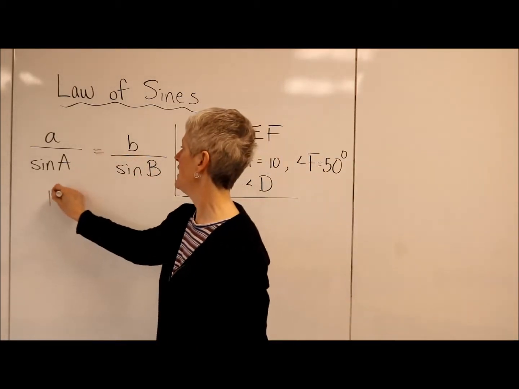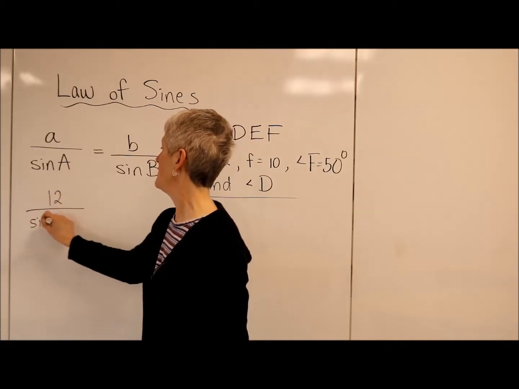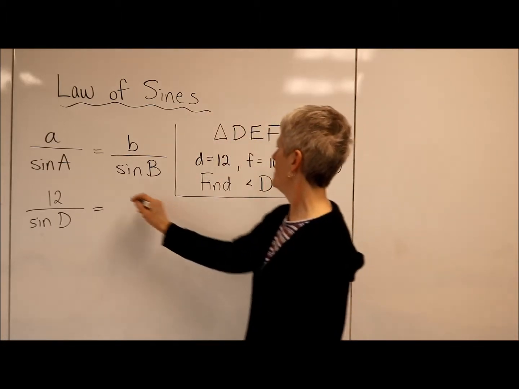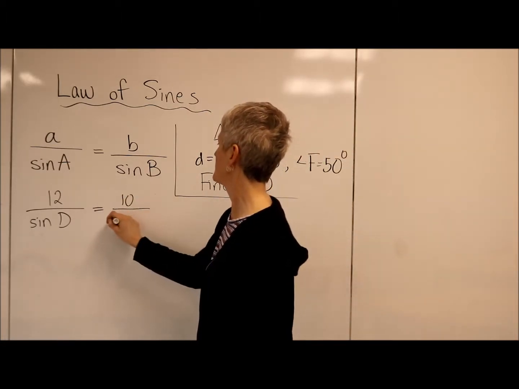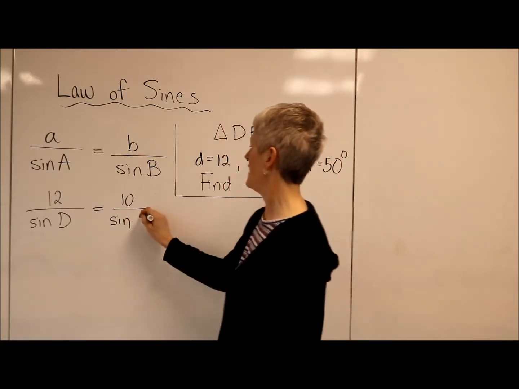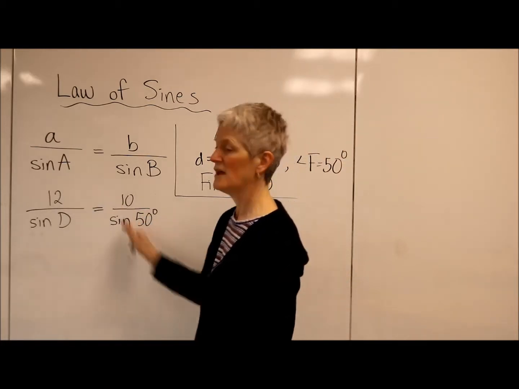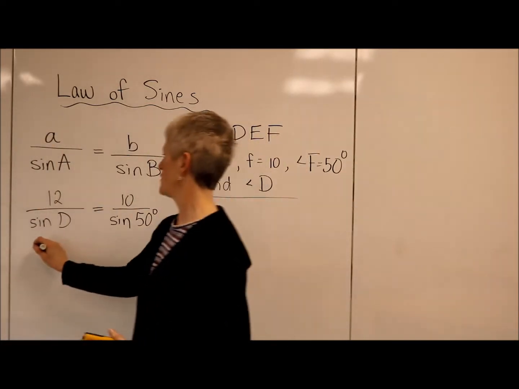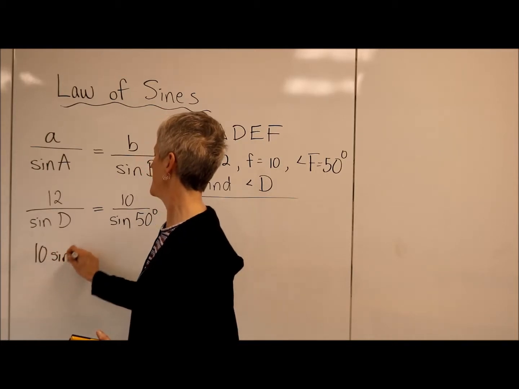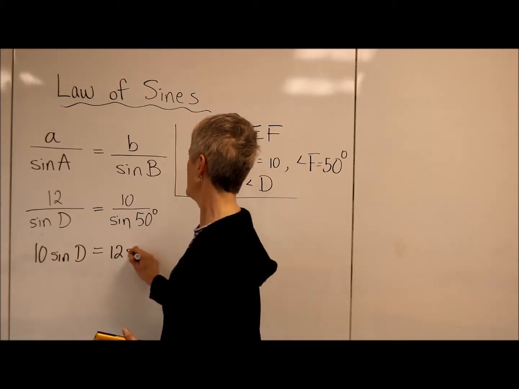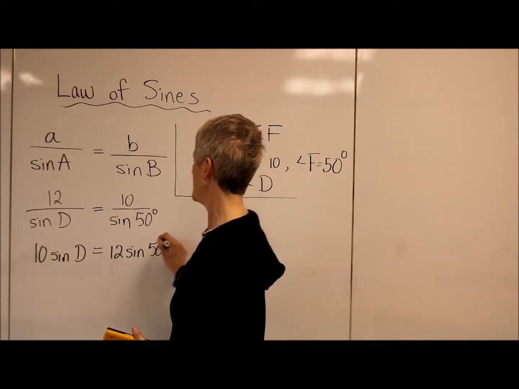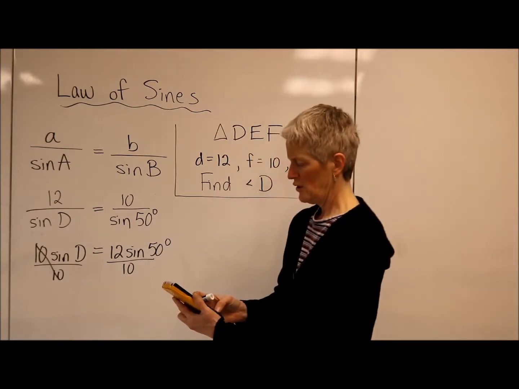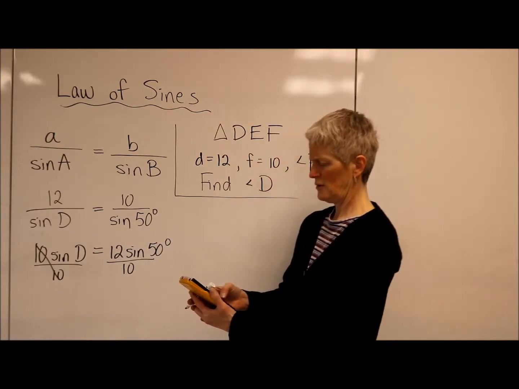Side D divided by the sine of angle D is equal to side F divided by the sine of angle F, which is 50 degrees. Product of the means equals the product of the extremes. I have 10 times the sine of angle D equals 12 times the sine of 50 degrees. Divide by 10, divide by 10. Here I go. Make sure you are in degree mode.